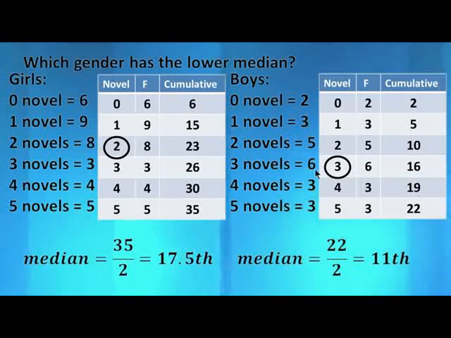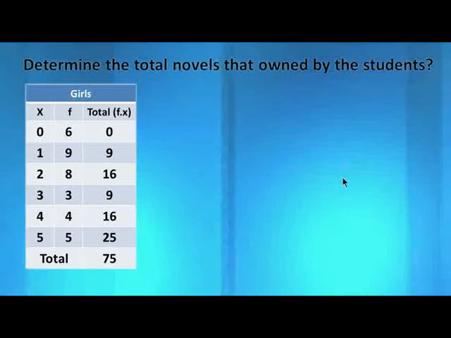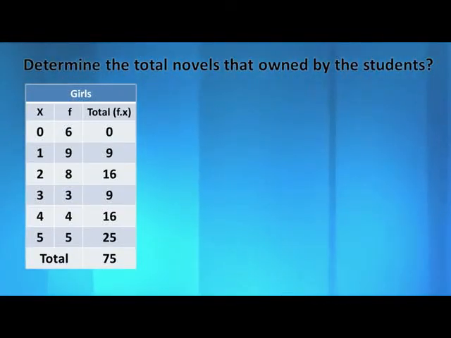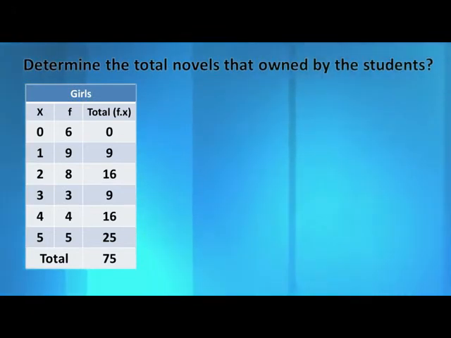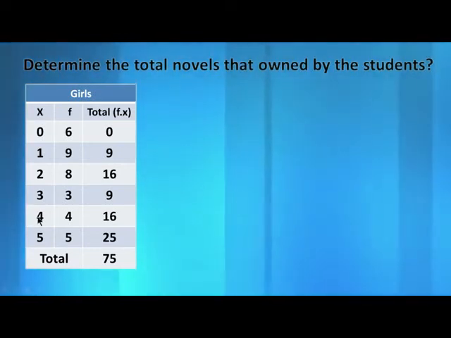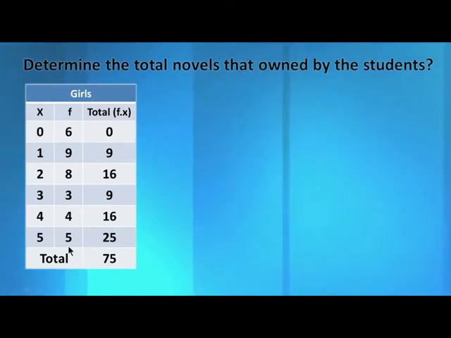The median of the girls is actually 2, and the median of the boys is actually 3. Which one is lower? So the median of lower based on gender is girls, because girls' median is 2 and boys' median is 3. Next, determine the total novels that owned by the students. As you can see, X is represent the sum of novel that owned by students, and F is the frequency.